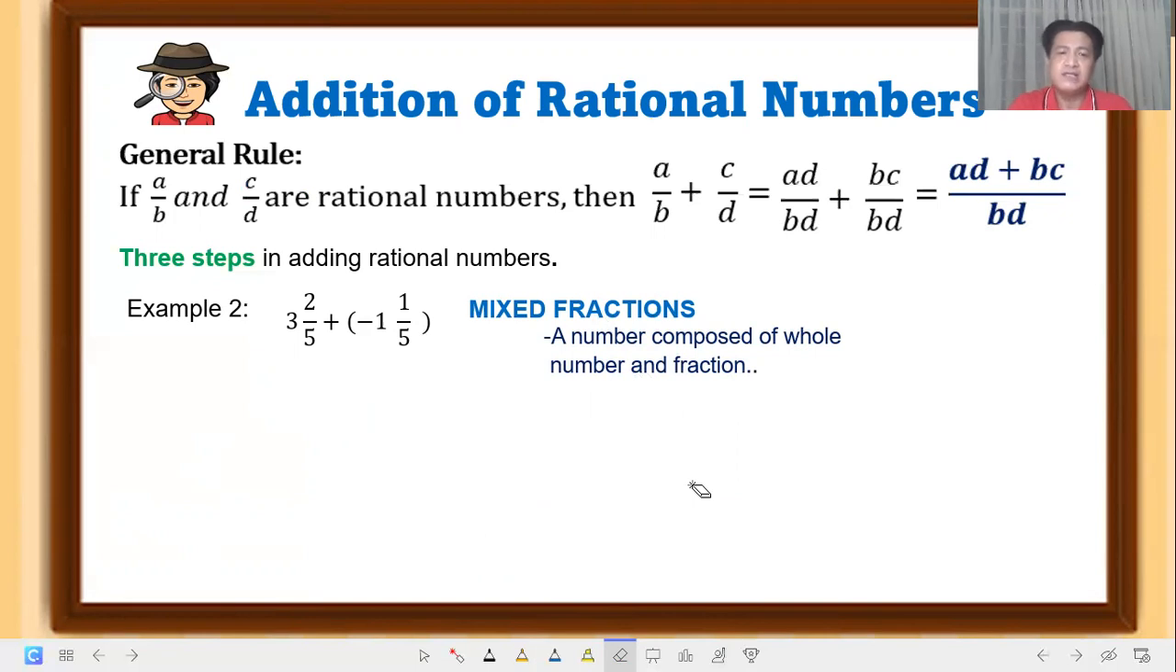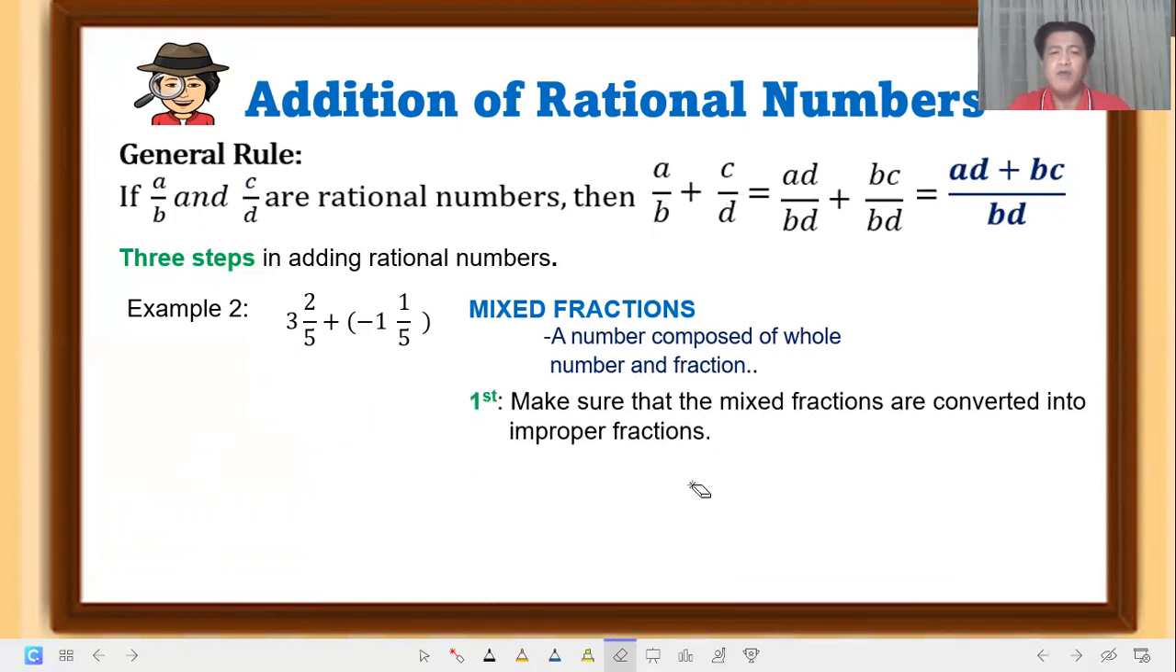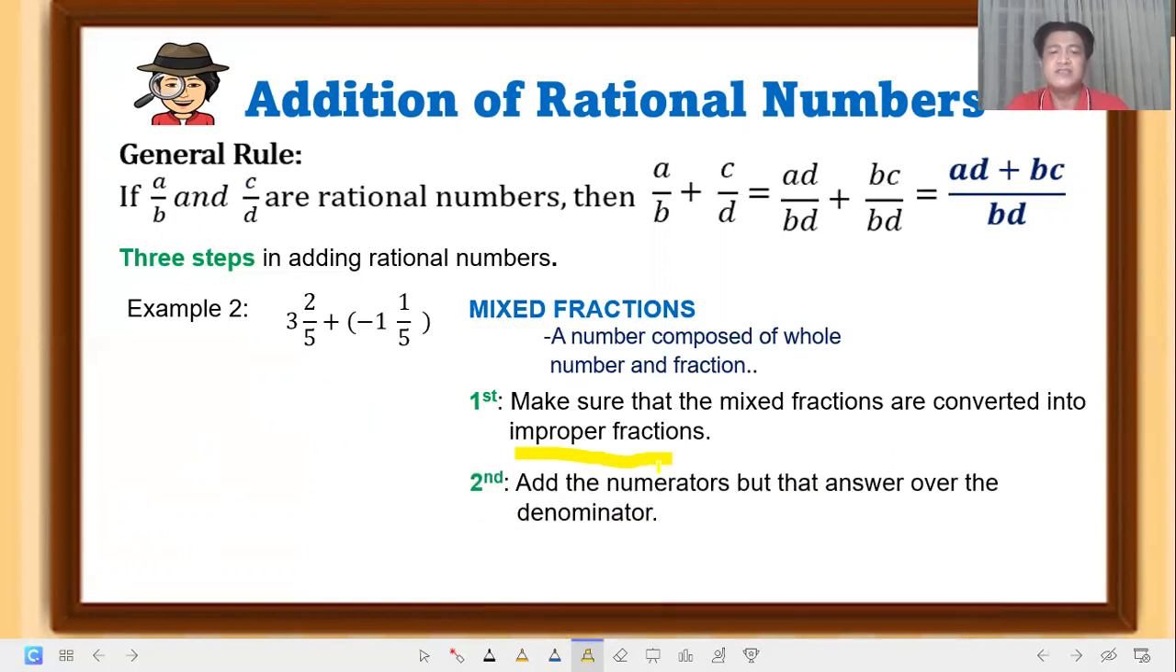So ano yung gagawin natin dyan or paano natin masosolve? Step 1, make sure that mixed fractions are converted into improper. By the way, ano yung ibig sabihin ng improper? When we say improper fraction, this is a fraction wherein the numerator is greater than denominator. Ibig sabihin, mas malaki po yung value ng nasa numerator mo kaysa sa denominator. Then step 2, add the numerators but put the answer over the denominator. Same lang kanina yung ginawa natin. And step 3, simplify the fraction if needed.